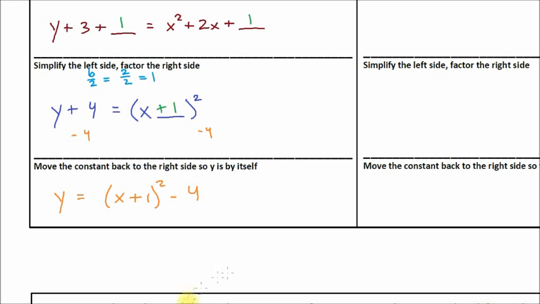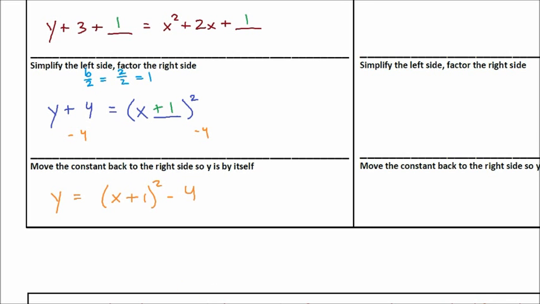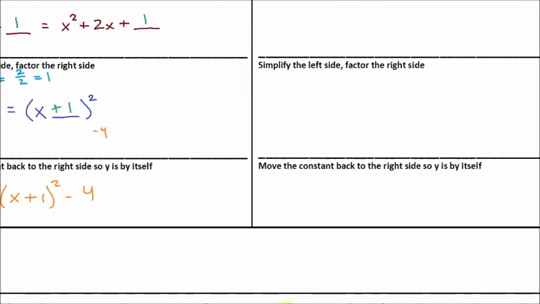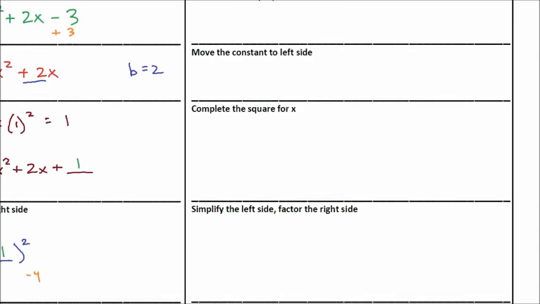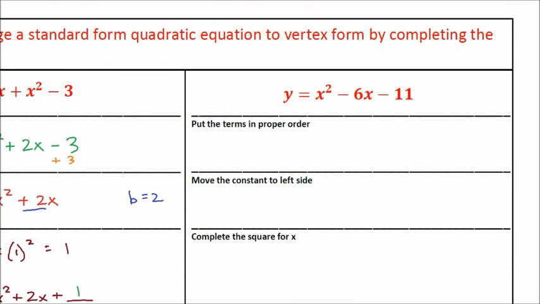Okay, so now I'd like you to go to the other side here, and I want you to try to do this one on your own. Pause the video and see if you can complete the square on this one. Let's just go ahead and do the first step together. The terms are already in proper order, so I don't need to do anything for this step. Go ahead and pause the video, try this, and then come back when you're done. Let's check your work.